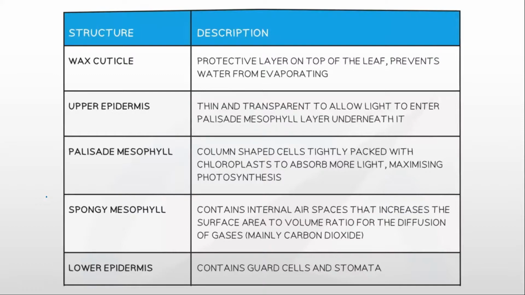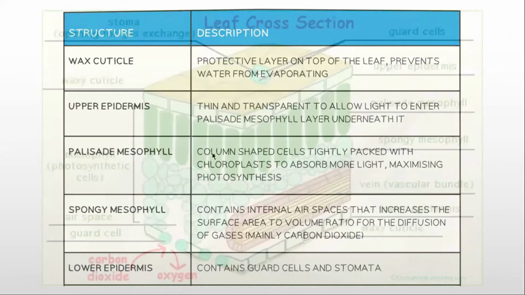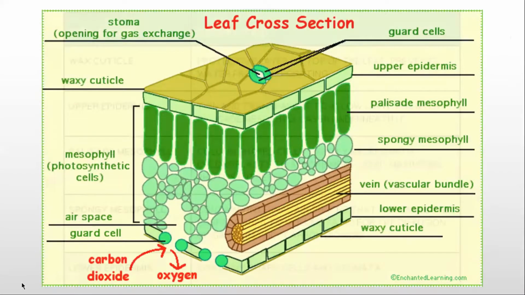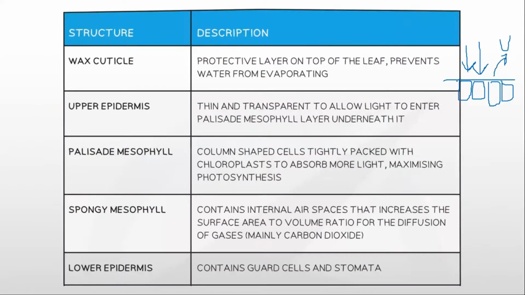And then we have the upper epidermis, thin and transparent to allow light to enter the palisade mesophyll cell layer underneath. Why? Keep the diagram in mind. We have the upper epidermis over here. The light energy passes through the epidermis, and right below the epidermis we have these palisade mesophyll cells. For example, in the diagram below, this is the upper epidermis. As soon as the light energy enters, it goes inside these palisade mesophyll cells, which are right underneath the upper epidermis.